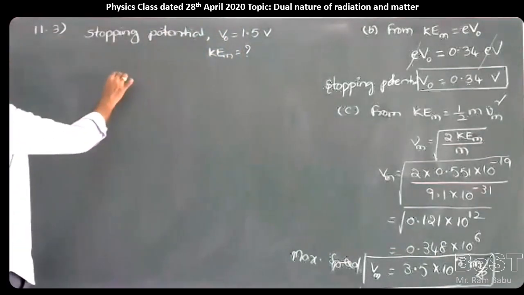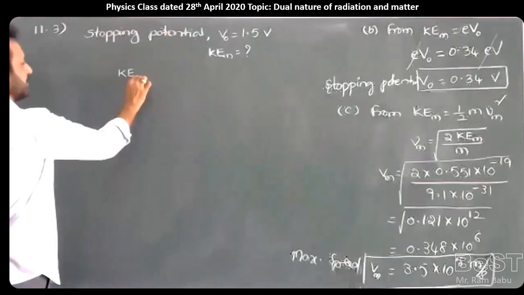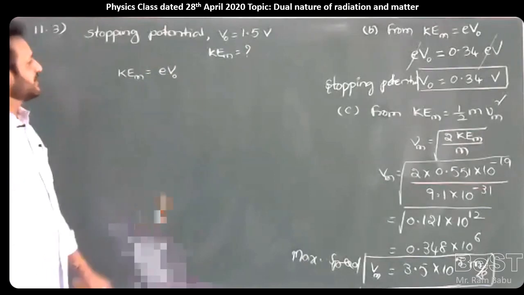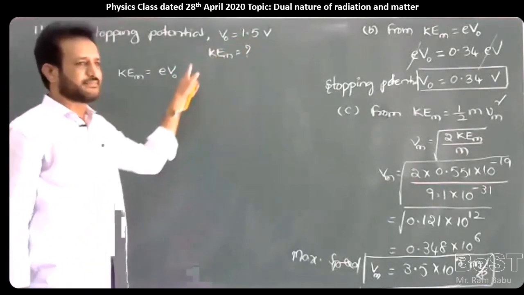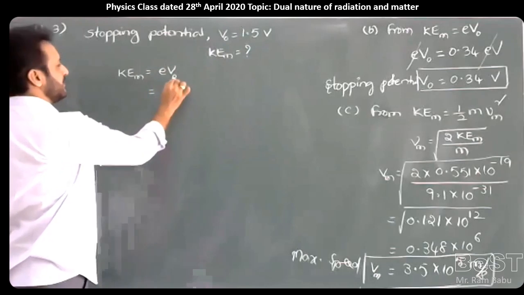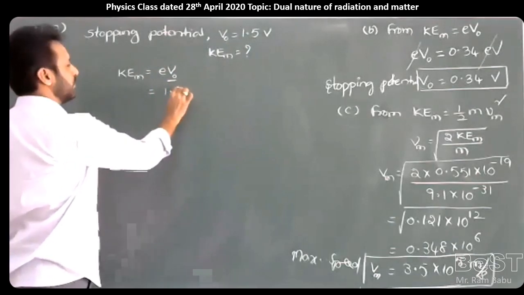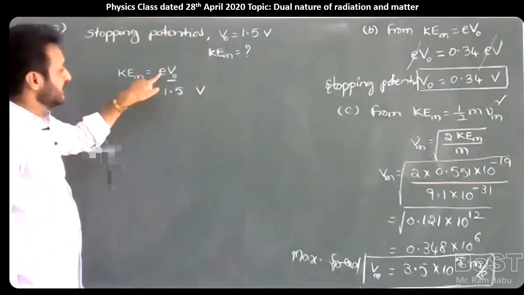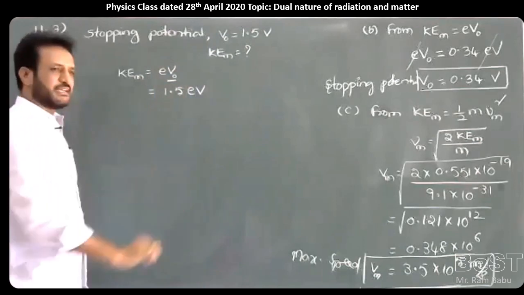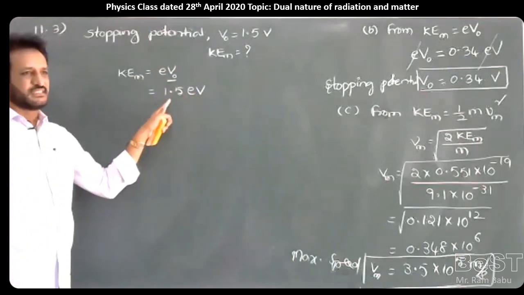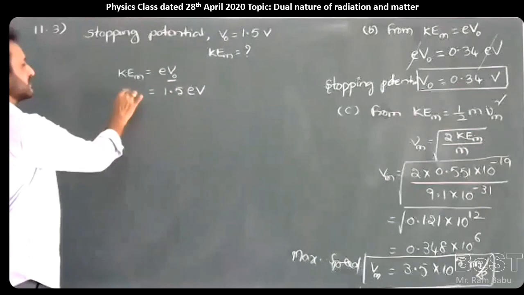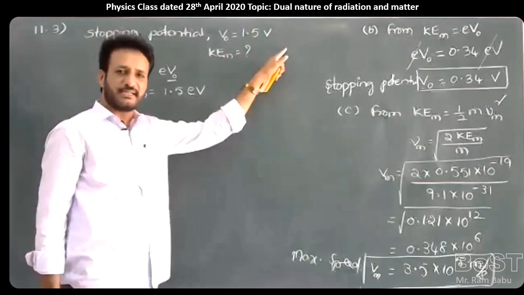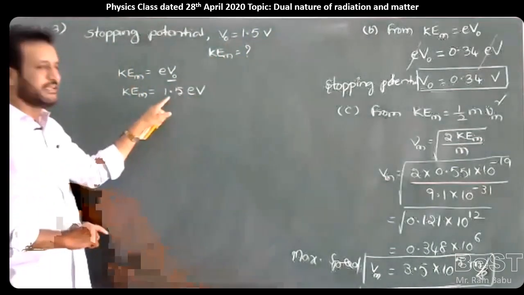We know the formula. Maximum kinetic energy of photoelectrons is equal to eV naught. Here V naught is equal to 1.5 volt, and I am writing e as it is. So it is equal to 1.5 electron volt. That is the only answer. If in a complete exam they asked this question, you should write: stopping potential is 1.5 volt means kinetic energy is 1.5 electron volt.